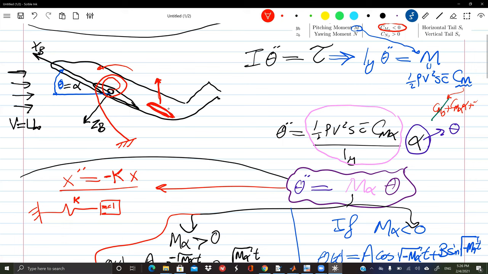Exactly. And this is what I want. At the nominal alpha, I don't want any contribution. And if my alpha is increased or changed from the nominal condition, I want this thing to respond. This is exactly what I want. Yeah. So it's not in the CM naught term. It's not in the CM delta term. It is in the coefficient of alpha, the thing that is due to changes in alpha. Okay. Yeah. That clarifies it. Thank you. Yep.